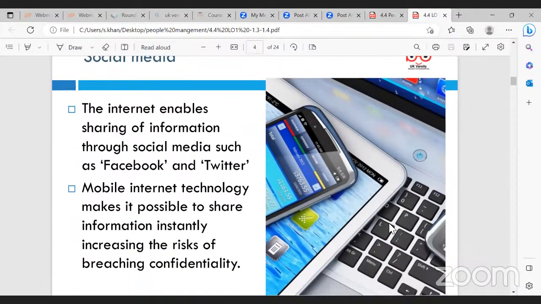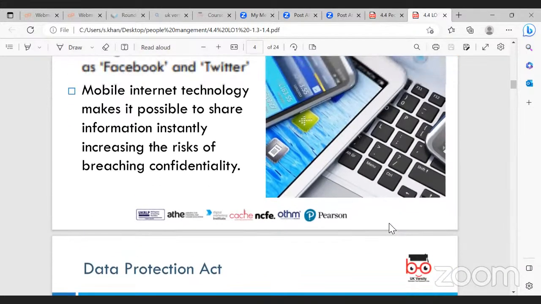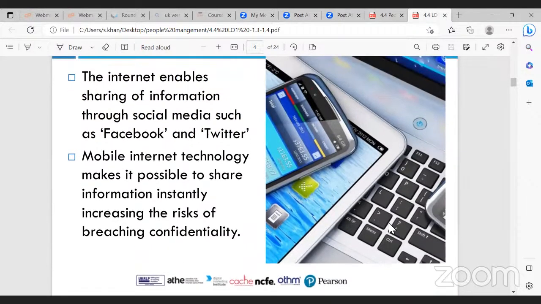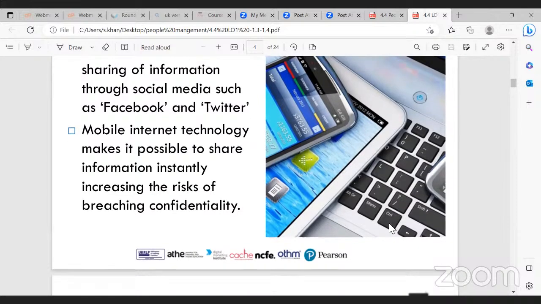Social media. The internet enables sharing of information through social media, such as Facebook and Twitter. Mobile internet technology makes it possible to share information instantly, increasing the risk of breaching confidentiality. Social media has become one of the main streams now for everything, and it is affecting a lot of people's lives and breaching confidentiality. People put their daily stuff on social media, which, in my opinion, shouldn't be done. We should restrict certain things going on social media. Does it have an impact on people's lives?